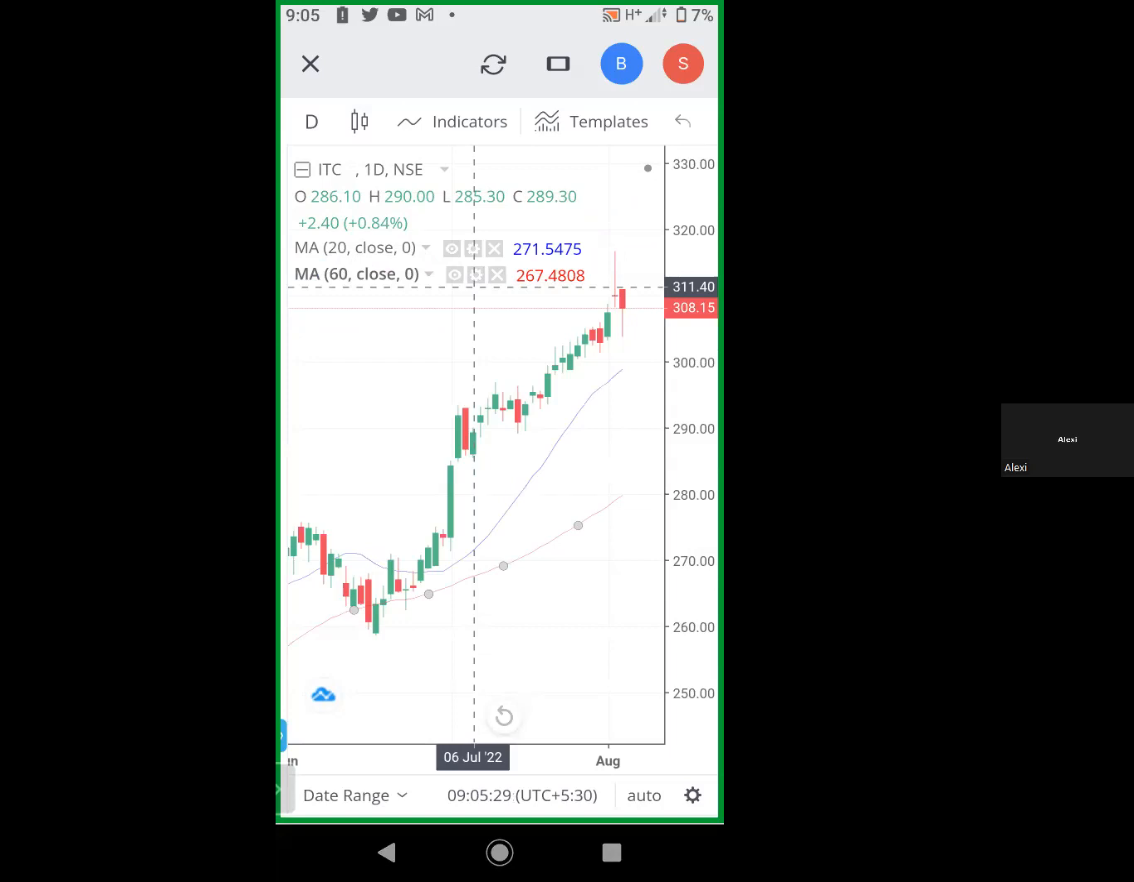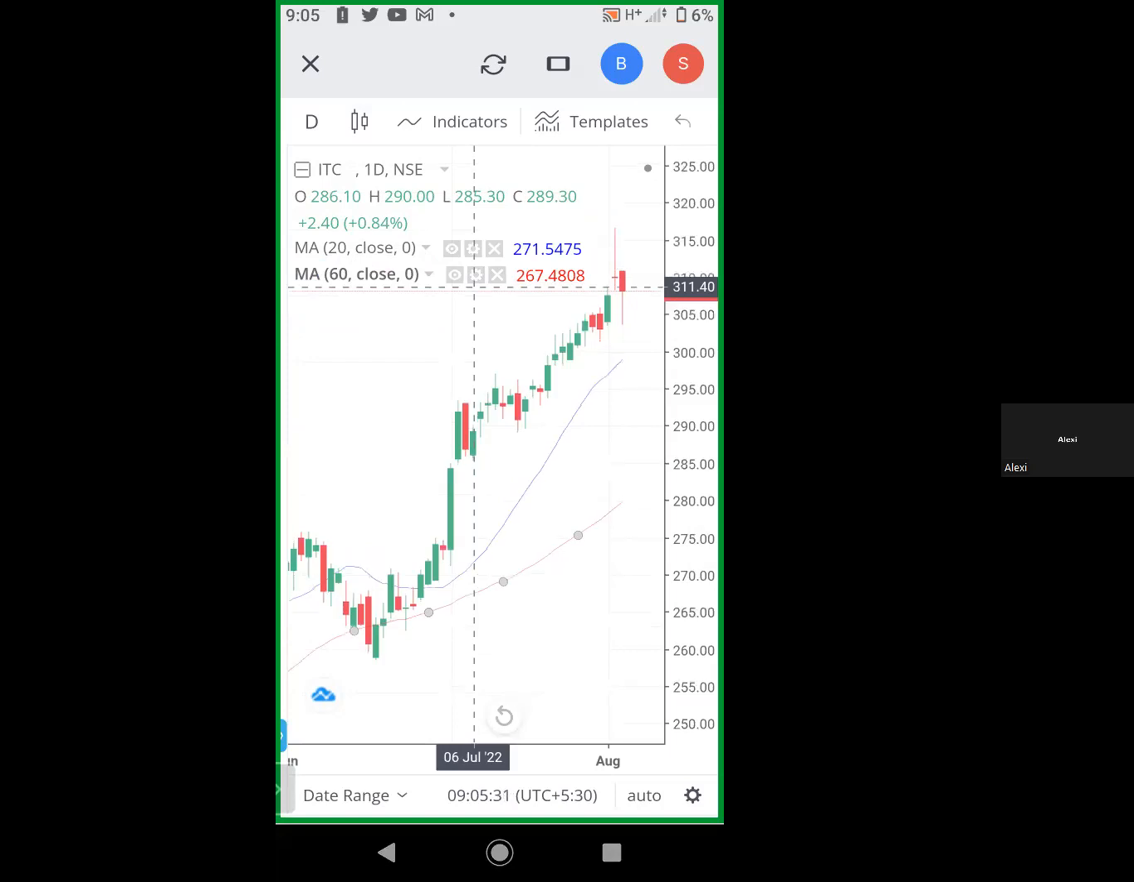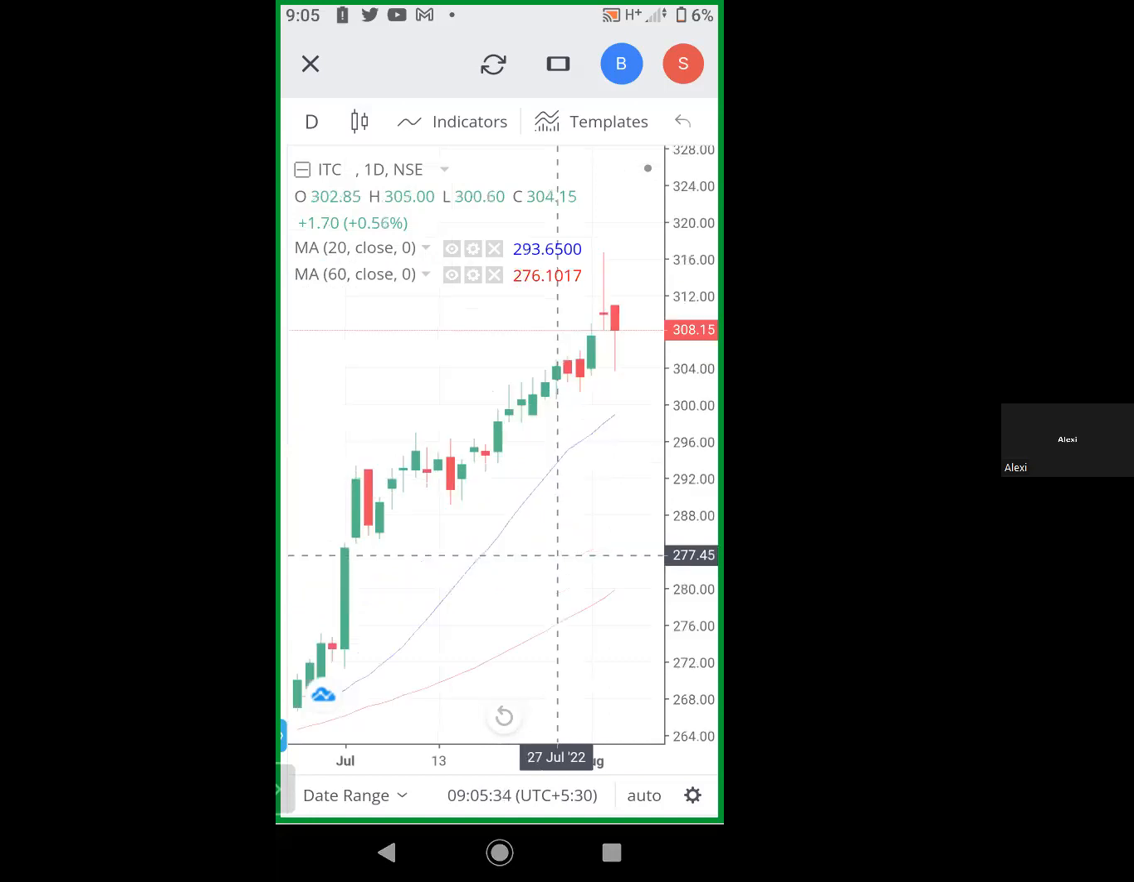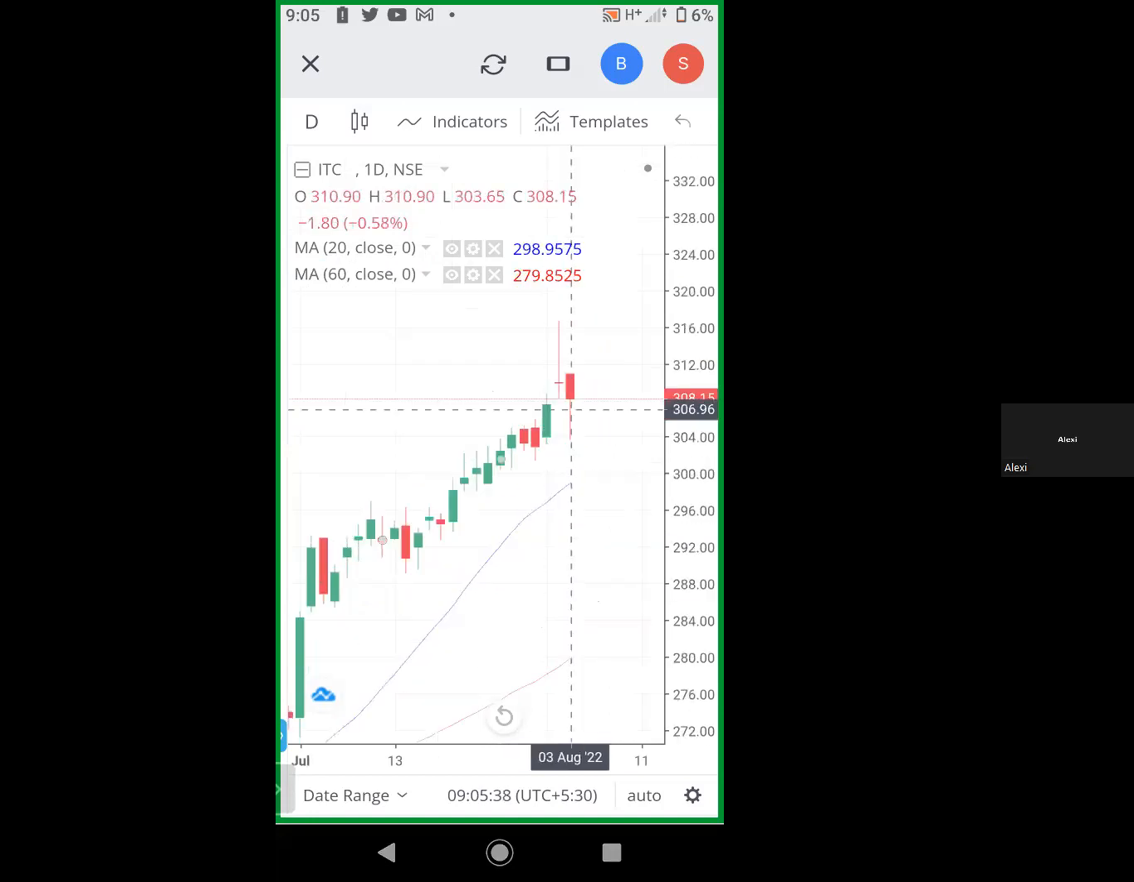First I want you to look at these candles now. See these candles? Yesterday's candle was a red candle. See that? That was 3rd of August. And what does that red candle mean?